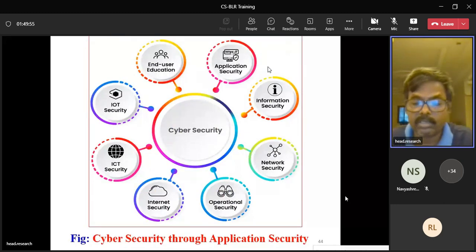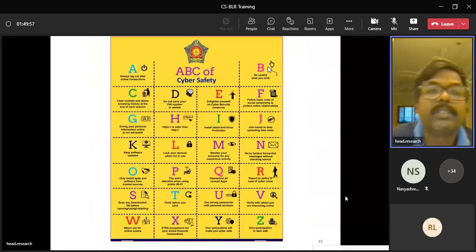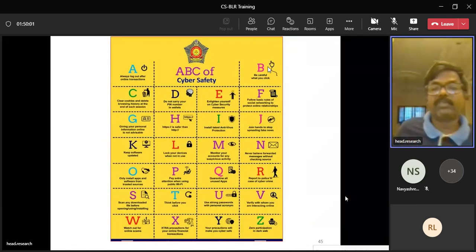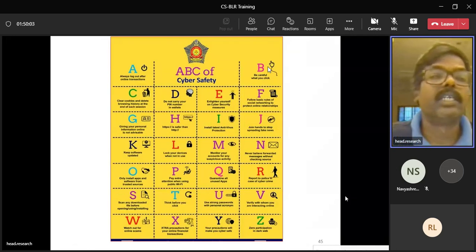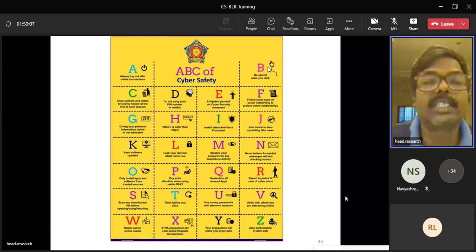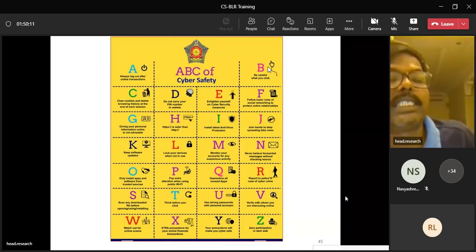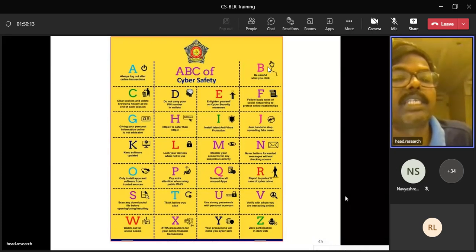This one, please listen carefully. With this one, I'll close the theory session. We'll start with practicals. A stands for always log out after online transaction, and B stands for be careful what you click. C stands for clear cookies and delete browsing history at the end of each session.